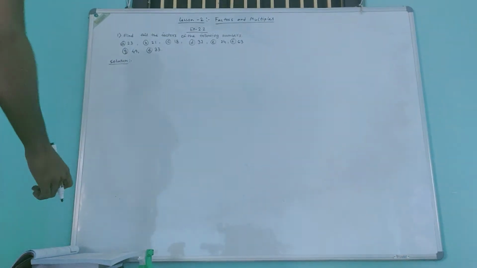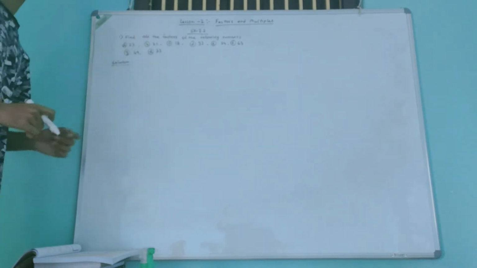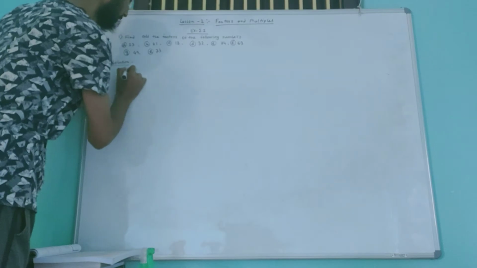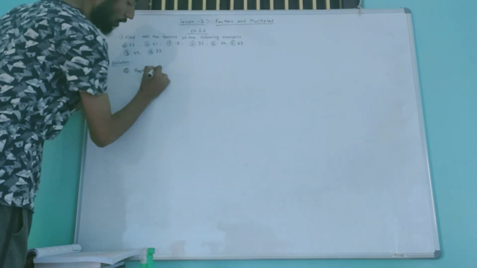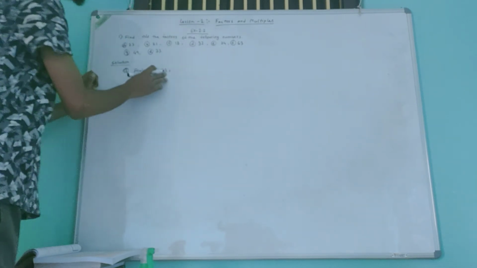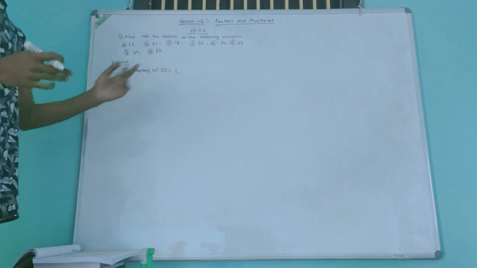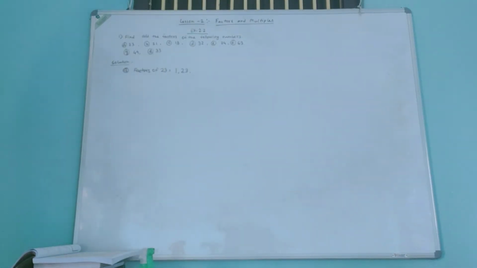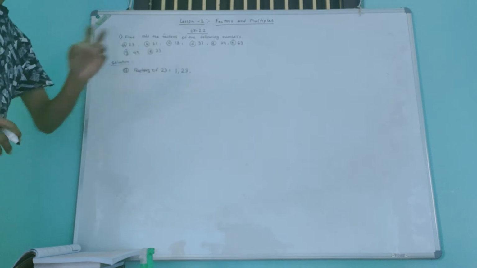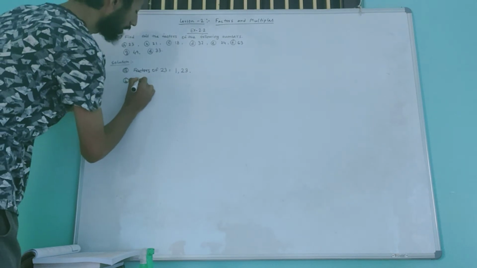Now we will start exercise number 2.2. The first question is to find all the factors of the following numbers. There is given 23. So we will write question number A, factors of 23. It is divisible by 1. Directly we can write 1, and there is no number in between which divides 23. Also 23 is divisible by 23, so we can write the factors of 23 are 1 and 23.